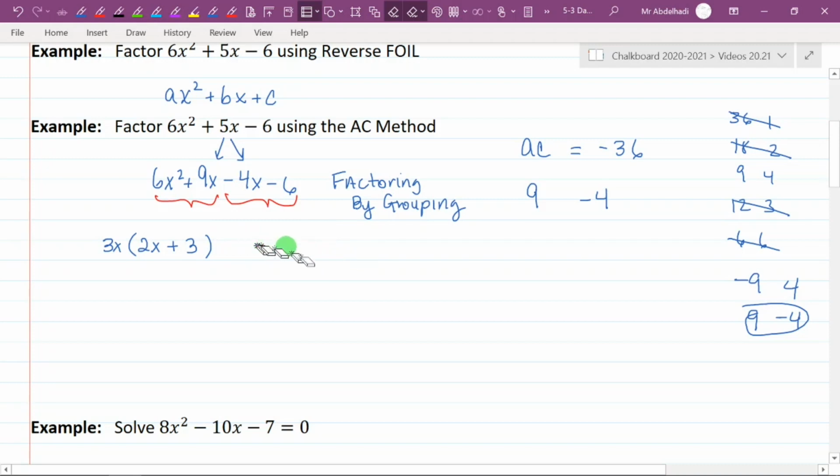So let me back up a step. Let me show you a shortcut to avoid this mistake, or this problem, as it were. So here's what we can do. We did the greatest common factor for the first one.